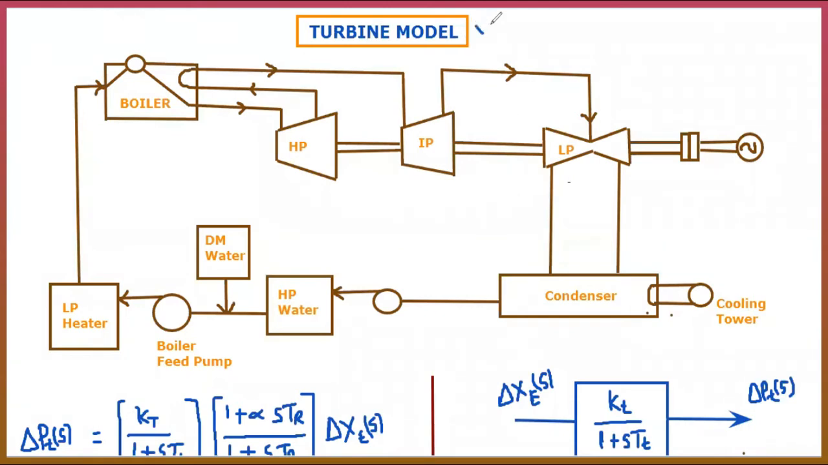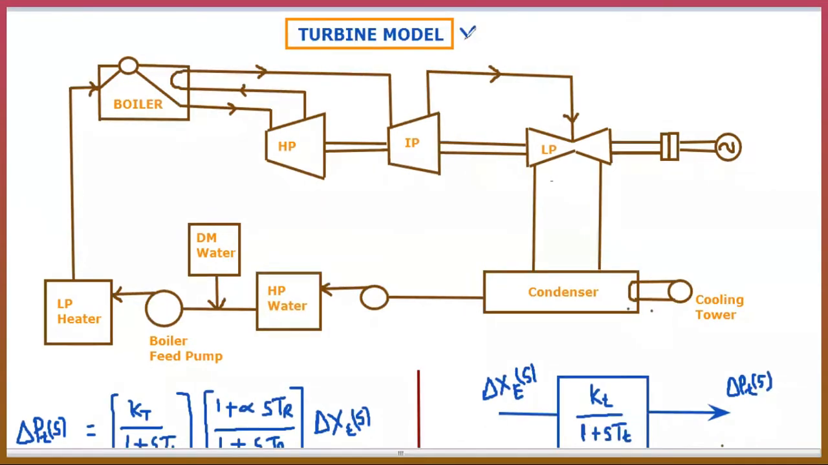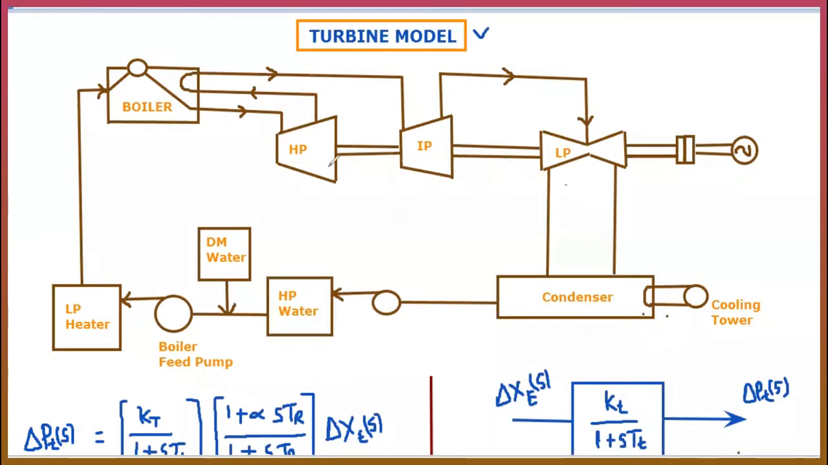So it is a turbine model. This turbine model is a steam turbine. Here we have the HP turbine, high pressure turbine, the intermediate pressure turbine, and the low pressure turbine, and all of these are coupled on the same shaft, and this same shaft is connected to the generator here.